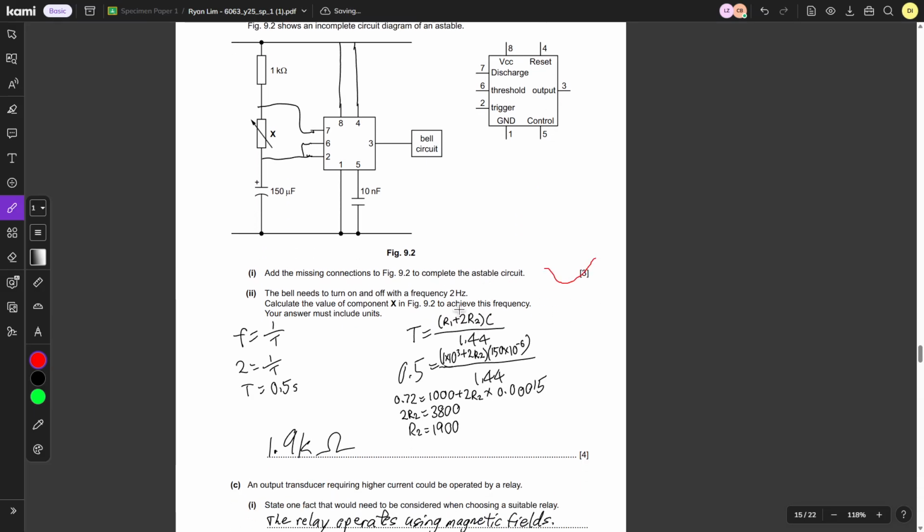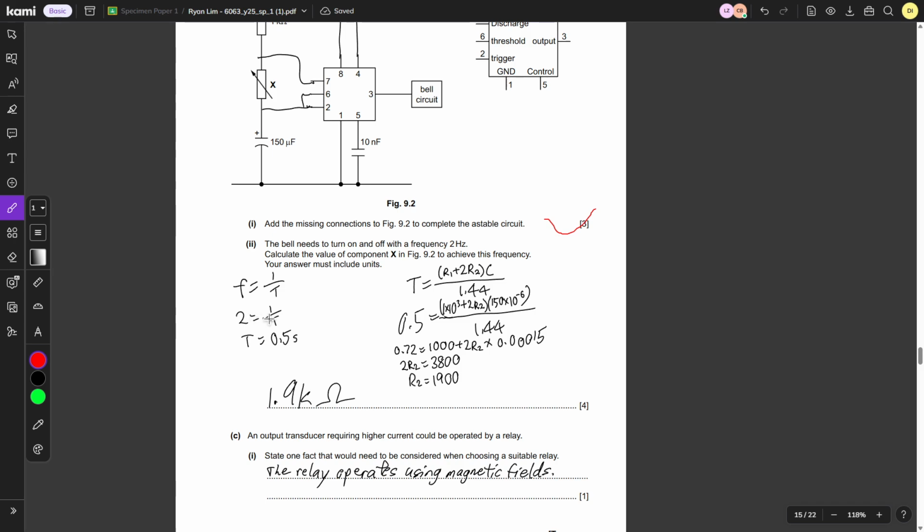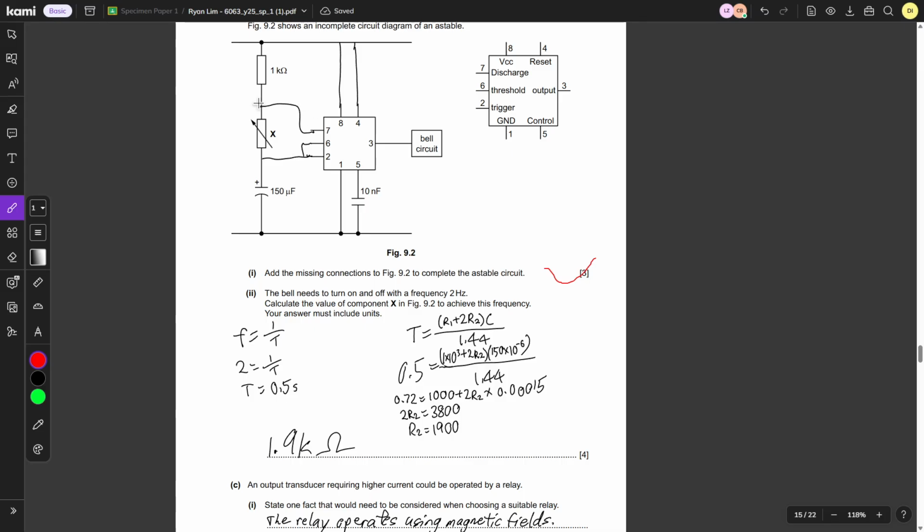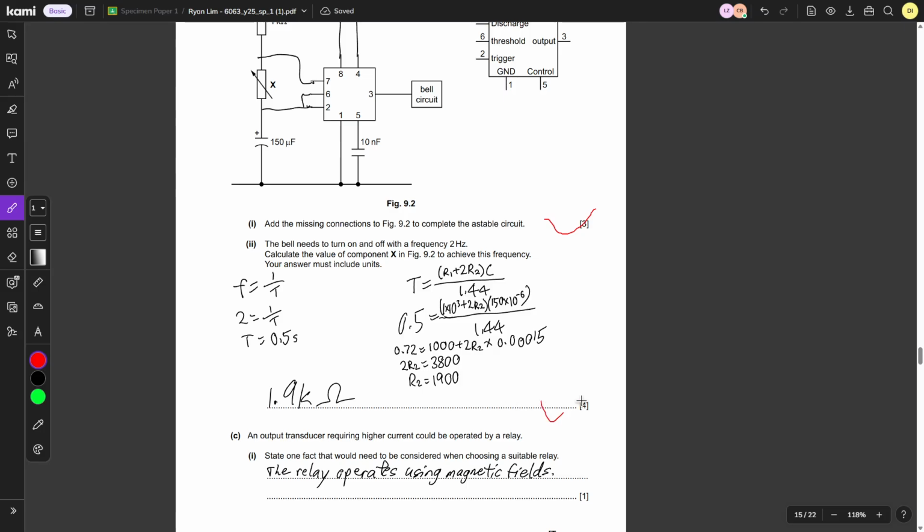Bell needs to turn on and off with a frequency of 2 Hz. So calculate the component X. So 2 Hz, so T is 0.5, yes. T will be this equation, 0.5 will be this. Oh, okay, this is just plugging in the values. So if you calculated this correctly, then you should be right. So I'm just going to say yeah.